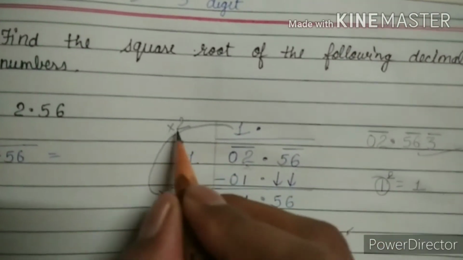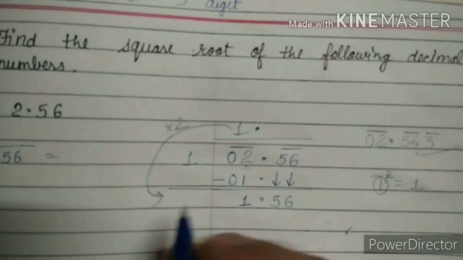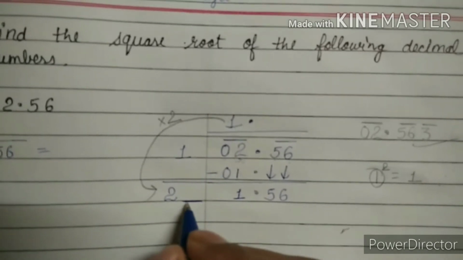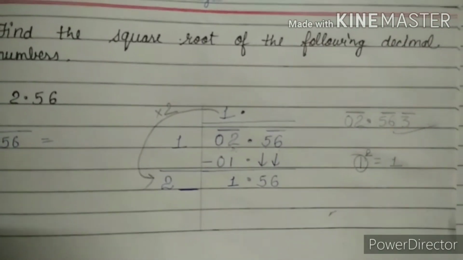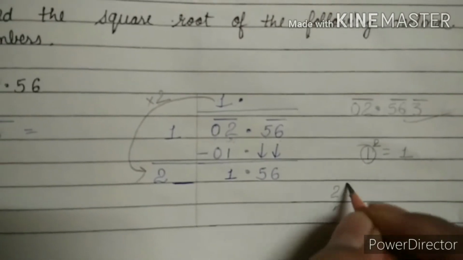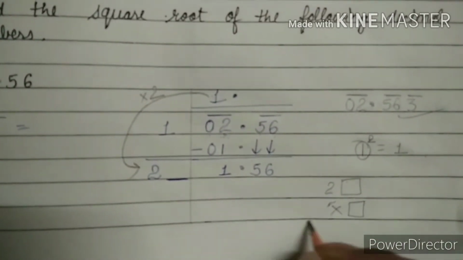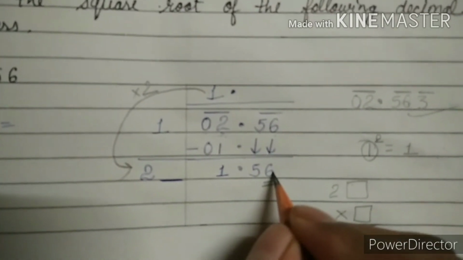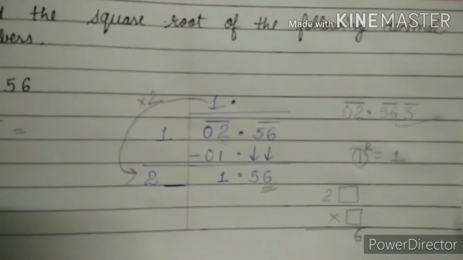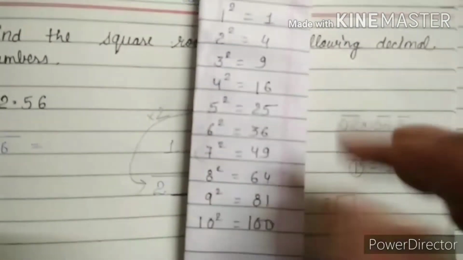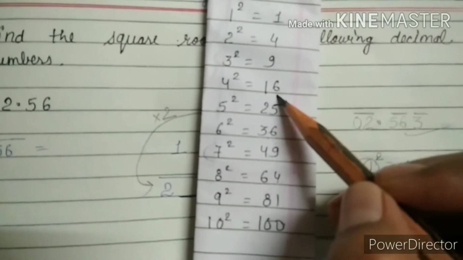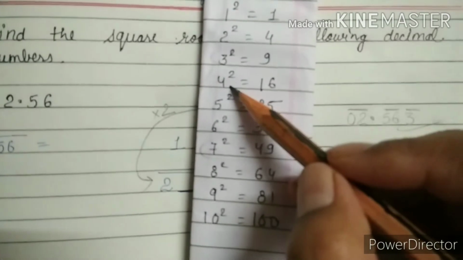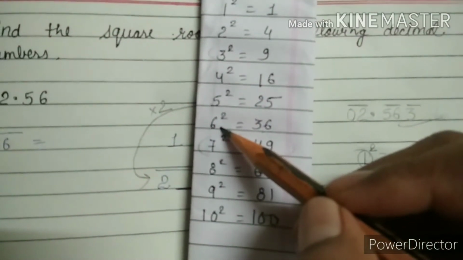Double of the above number. So 2 into 1 is 2. What will come here? 2. Now we want a number here such that when we multiply that number by that number, we want a 6 on the ones place. So here we want 6. In whose square do we have 6? In 4 square we have 6 on the ones place, and 6 square also has 6 on the ones place. So one time we will put 4 here and next time we will put 6.